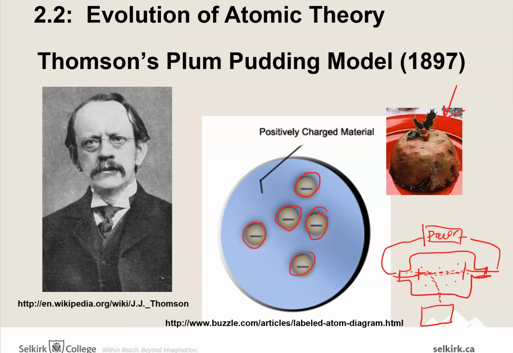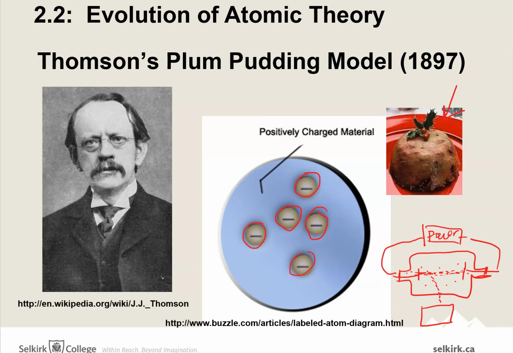Now, Thomson was British. He knew what a plum pudding was. Maybe you call it a fruit cake. In America, they sometimes call it a blueberry muffin model of the atom instead of the plum pudding model of the atom, because they don't know what a plum pudding is. But if you call it a blueberry muffin model, again, you're imagining the electron blueberries embedded in a cake that's positive.